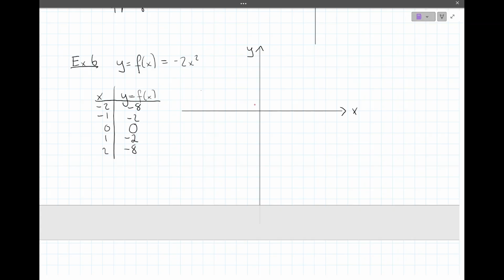So here this would be 0, 0, -1, -2, and this will be 1, -1, -2. This will be 2 and -8, so that's 4, 5, 6, 7, 8 right there. And this will be it right there.